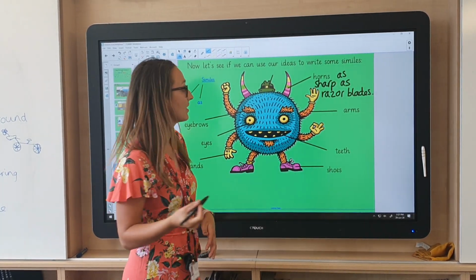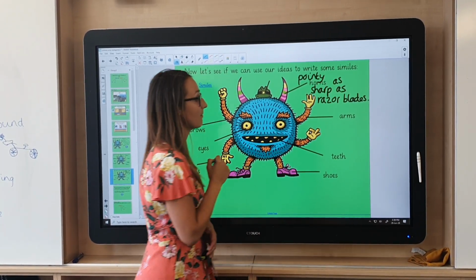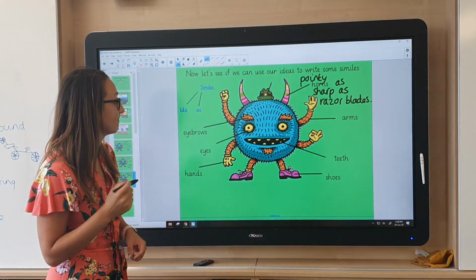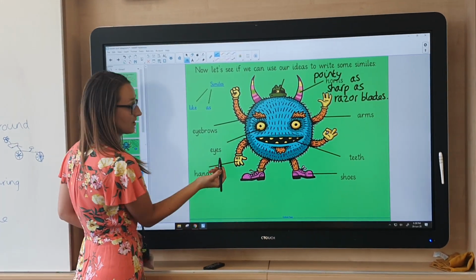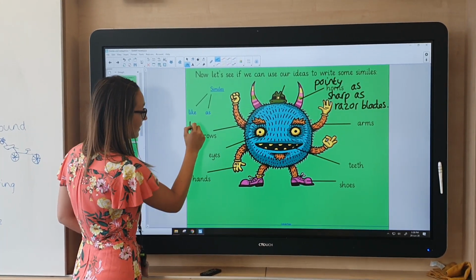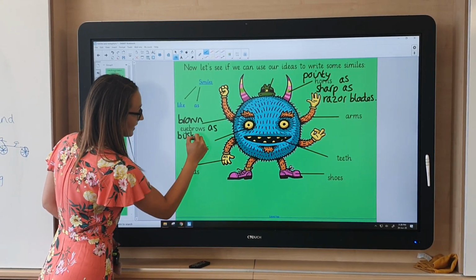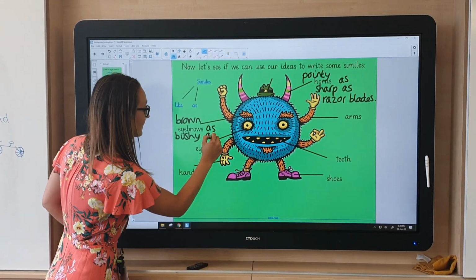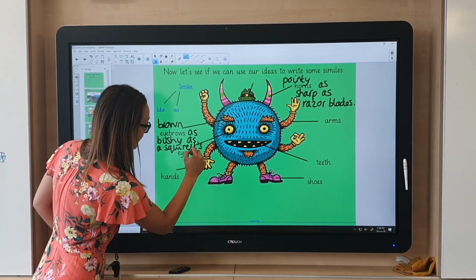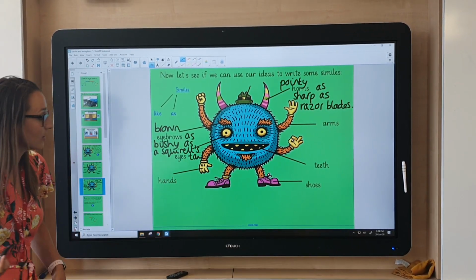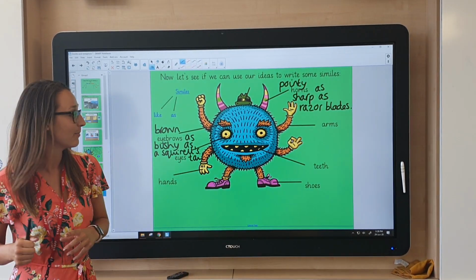Okay, you could again use those adjectives, pointy, to describe the noun, pointy horns as sharp as razor blades. Okay, you could have eyebrows, you could describe the colour, brown eyebrows, as bushy as a squirrel's, running out of space, tail. Okay, you've got spiky hairy legs, prickly arms, piercing eyeballs.